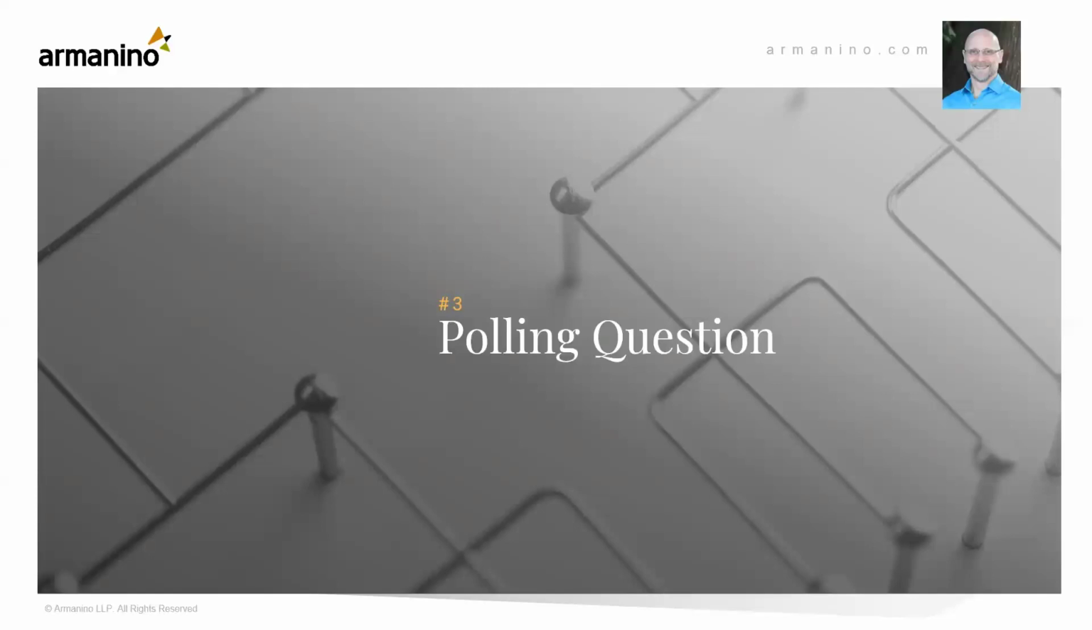The answer is false. Ooh, we fooled most people. That's interesting. So yeah, you cannot create a fixed asset from journal entries, only currently from AP bills and purchasing transactions.